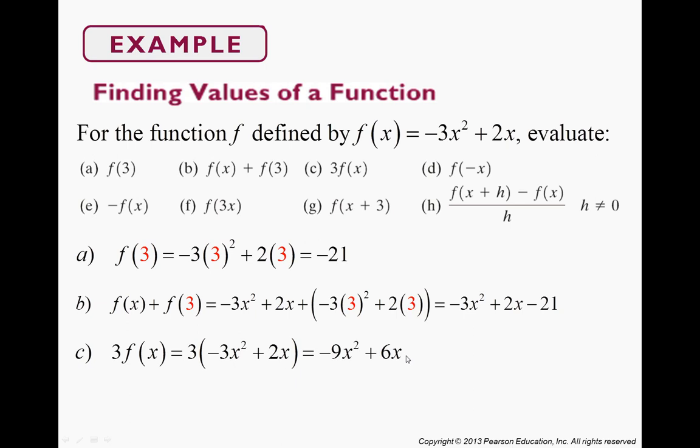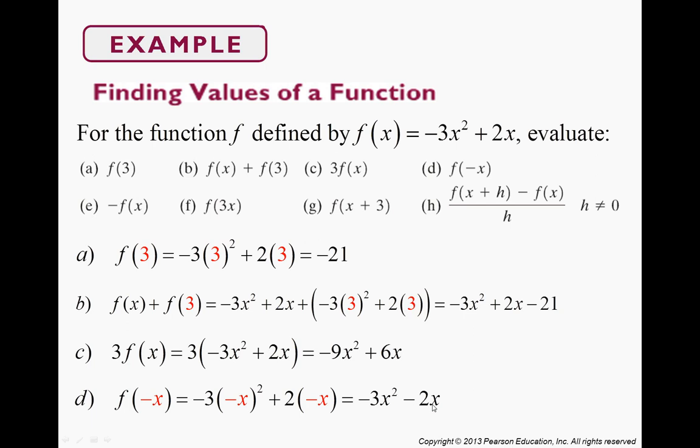For d, I'm going to do the same. We did this when we were testing for symmetry. We're going to take out the x and replace it with negative x. Remember your order of operations, because I'm going to square this negative x to get x squared, and multiply that by negative 3. That gives us negative 3x squared. And then I'm going to take 2 times negative x and get minus 2x.